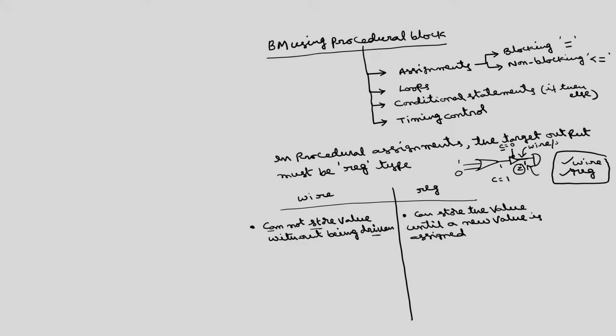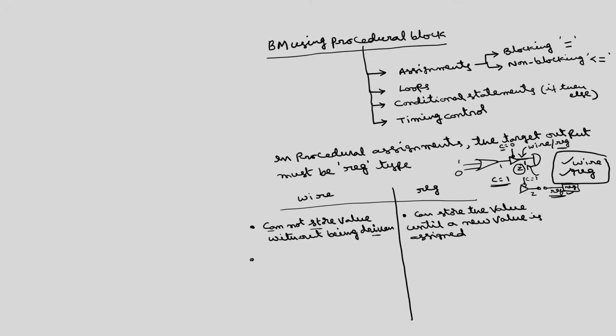Instead of wire, if I define using register, even if you make C equal to 1, the value of the register remains the previous value 1, even though this is floating. If C is equal to 1, it will enter into the high impedance state, which is almost like floating. Here again this register will store the previous value, it will hold the previous value. That is the difference. So, register can store the value until a new value is assigned, whereas the wire cannot store the value without being driven.